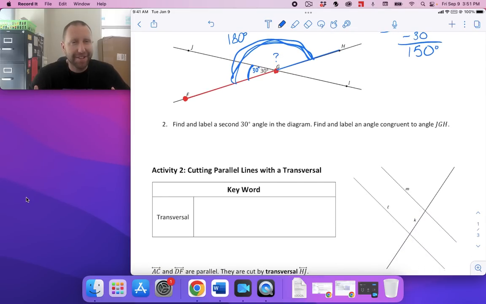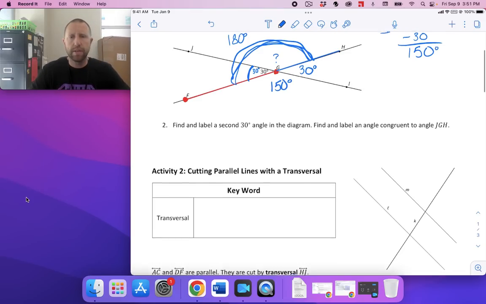I already answered number 2 also in my explanation. It says find and label a second 30-degree angle in the diagram. Well, if you remember, I had that up here. It's the vertical angle to the 30-degree angle that they give us, FGJ. Okay. It says find and label an angle congruent to angle JGH. Well, that would be this angle that is vertical to the one that we found, right? It would be this one.